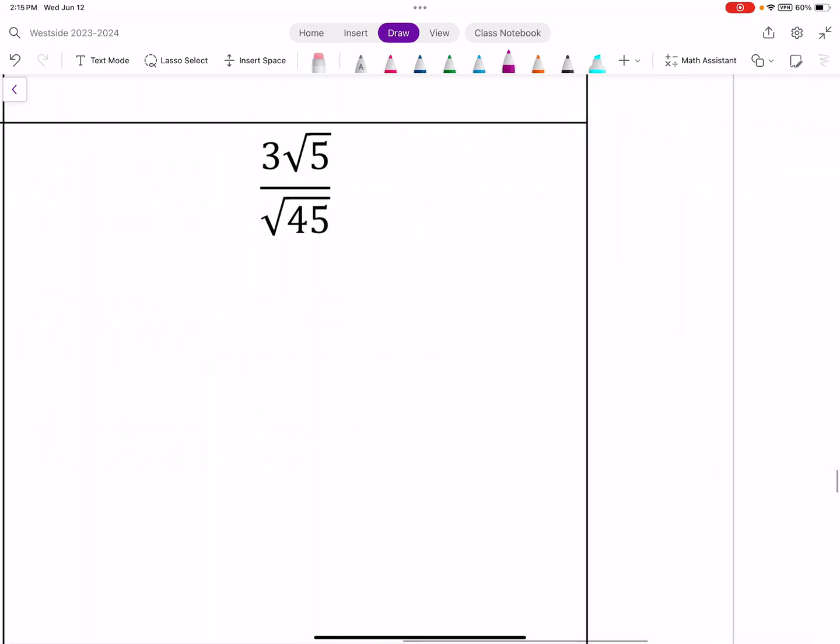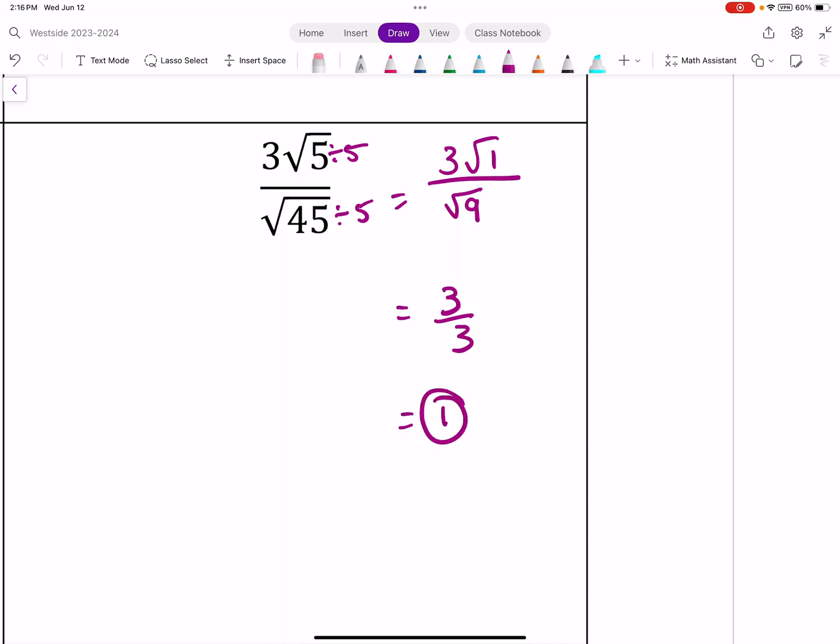All right, number 3 here, or not number 3, I'm sorry, the 3 is in the problem. 5 and 45 are not perfect squares, so I'm going to reduce them. I can divide them both by 5. So I would have 3 radical 1 over radical 9. Well, 3 radical 1 is just 3, because radical 1 is 1, and radical 9 is 3. So I have the fraction 3 over 3, which reduces down to a final answer of 1.